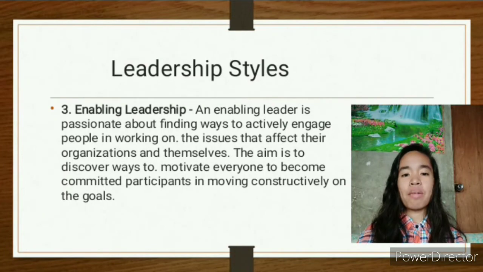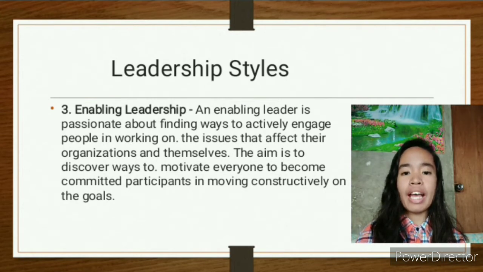Next is enabling leadership. An enabling leader is passionate about finding ways to actively engage people in working on the issues that affect their organizations and themselves. The aim is to discover ways to motivate everyone to become committed participants in moving constructively on the goals.